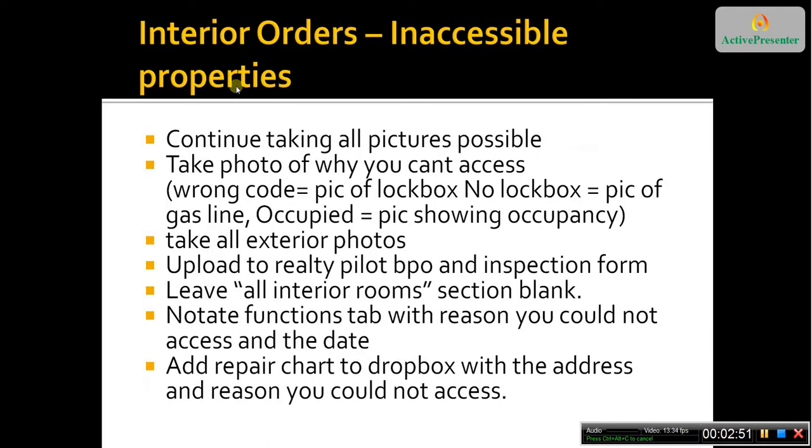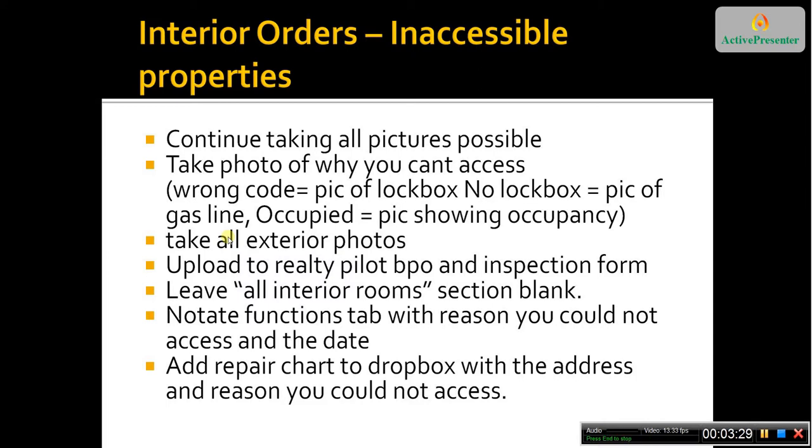If a home's inaccessible, then there's a different procedure we're going to have to follow. This is very important. This is where most of our changes have taken place, so please pay attention here. You need to continue taking as many pictures as you can. Treat it as an exterior. If there's no lockbox, you're going to want a picture of where the lockbox would normally be located, which is near the gas line. If it's a wrong code, show them that. We're trying to show evidence that we did go out there and try to gain access to the home, and it was not possible.